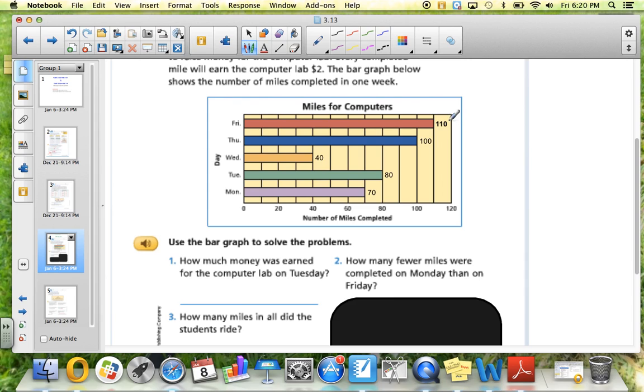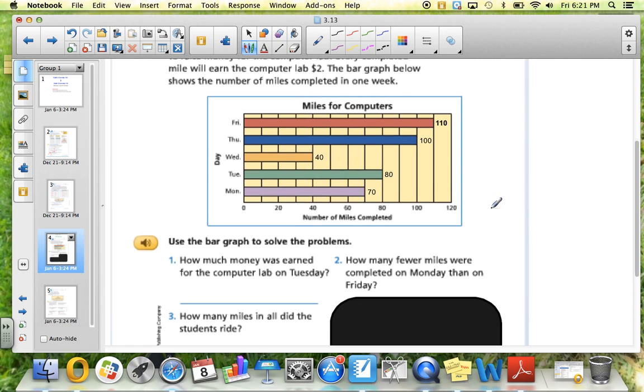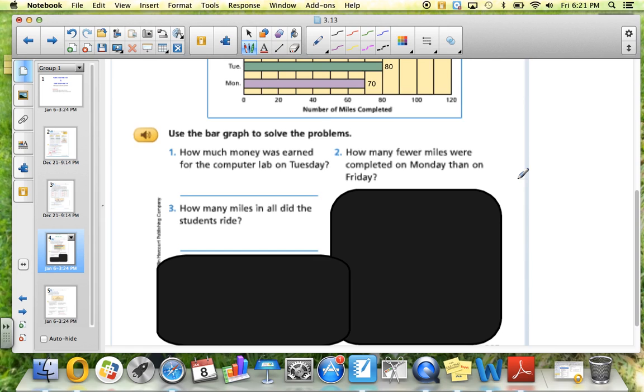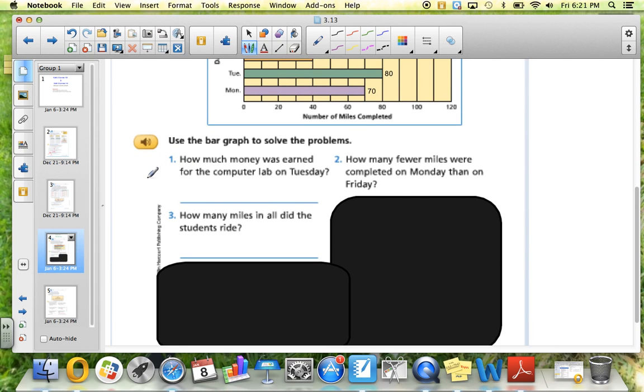And remember I told you I like to write the number of whatever the amount of each bar is next to it so it's easier for me to go back and answer the questions faster. So I've already gone ahead and done that. And let's start with number 1. Okay, how much money was earned for the computer lab on Tuesday?